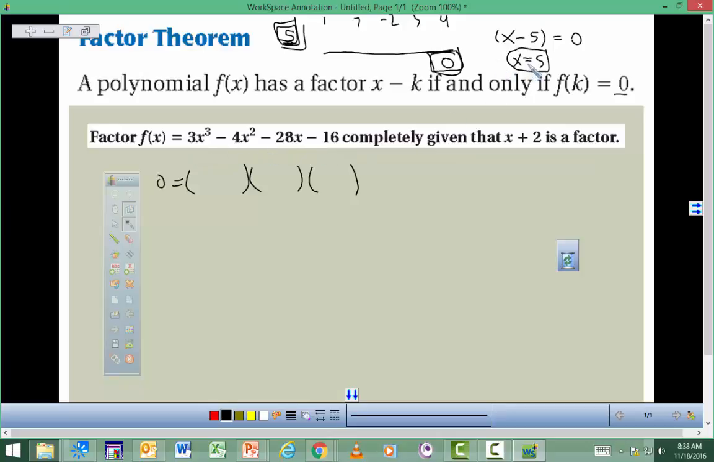So here's the thing to remember. It's kind of like synthetic division. If this sign here is positive, then the factor is going to be negative. I mean, you write it with a negative.